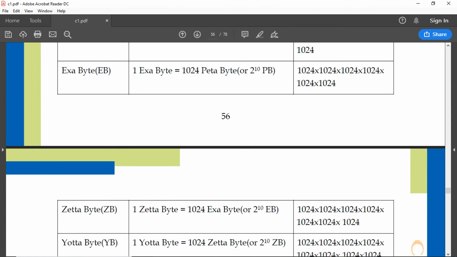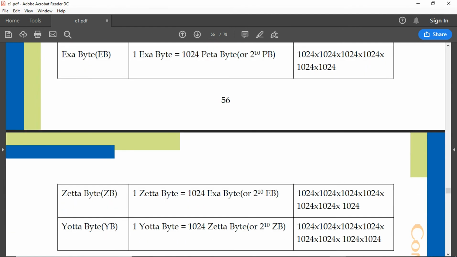Exabyte, EB, 1 exabyte equals 1024 petabytes, or 2^10 PB.